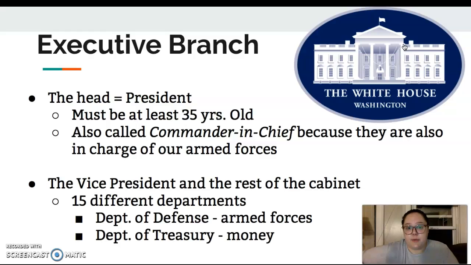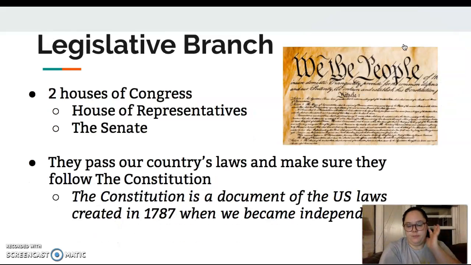We also have the vice president and the rest of the cabinet. There are actually 15 different departments that make up the cabinet. Two examples of those are the Department of Defense, which is in charge of the armed forces area, and the Department of Treasury, which is in charge of money. But there are departments for all different types of things in our country, like education, public health. There's really a department for anything the government would be associated with.